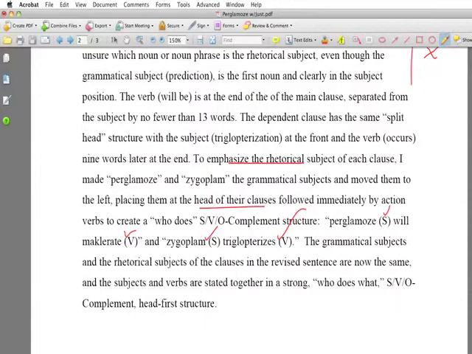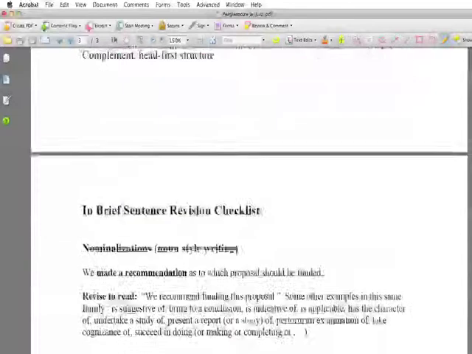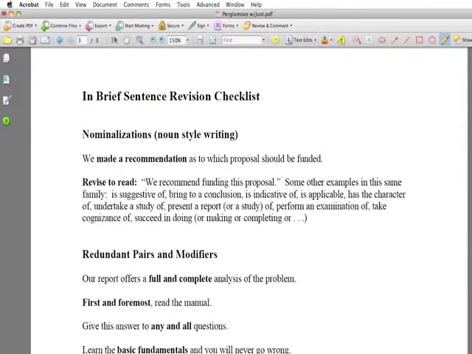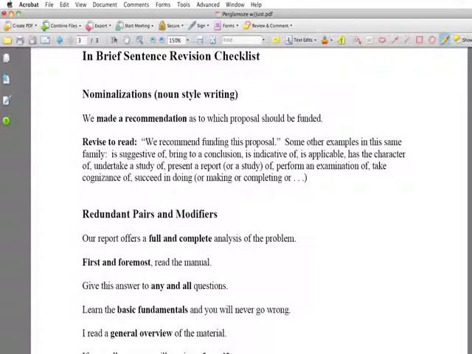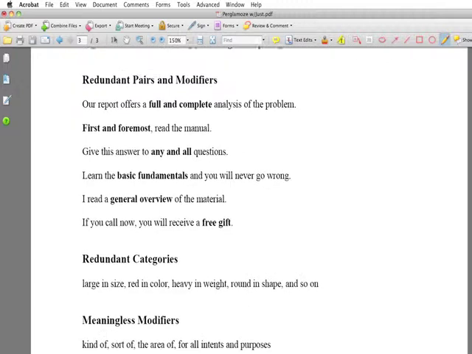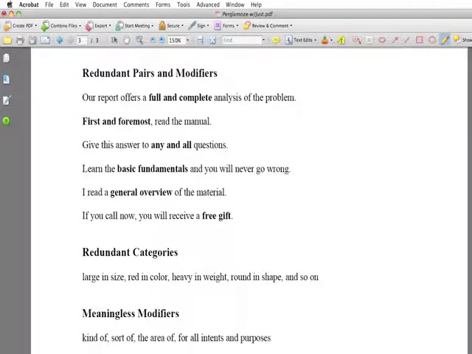I'm looking for you to be able to tell me in these terms, grammatical subject, rhetorical subject, clarifying who does what using what Rude calls SVO structure, how your edit is stronger, better than the original. And finally, the last part of this is a brief, very brief sentence revision checklist. This is noun style writing that we've been talking about. Here's some samples. Then here's some other things just pulled from good advice.